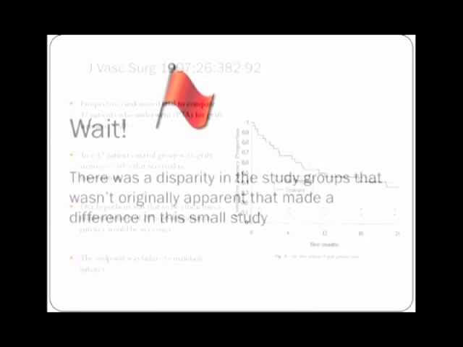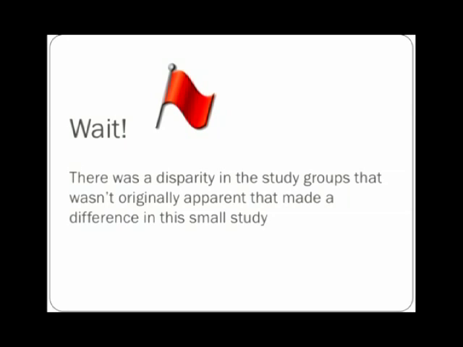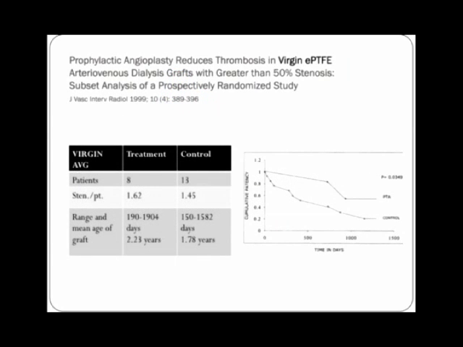However, when we took a better look at it, there was a disparity in the groups that wasn't originally apparent. We looked at it after the statistician had made this evaluation, and it turned out that some of the patients were having an angioplasty for the first time. We have what we call a virgin PTFE graft, and that's a graft that's been placed surgically and has never been intervened on. Some of the patients among the 32 in each group were virgin grafts, and it turned out that the virgin grafts were much more prevalent in the control group than in the group receiving angioplasty. There were 8 patients in the treatment group and 13 in the control group that had it.